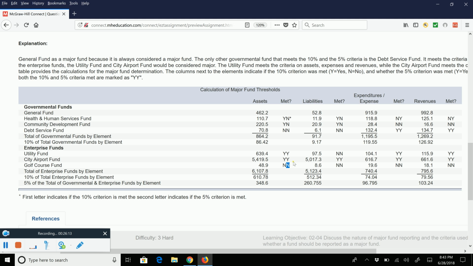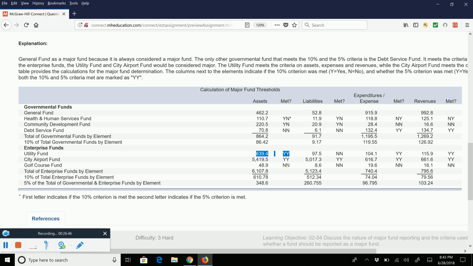So what I just walked through with you with the assets, a 10% test and a 5% test, you're going to do the same thing with liabilities. You're going to do a 10% test on each category, the governmental fund category and the enterprise fund category, and then you're going to do a 5% grand total test. And as long as a fund has YY at least once, meaning it doesn't have to be assets and liabilities and expenditures and revenues, it just needs to be once. So YY next to utility fund.